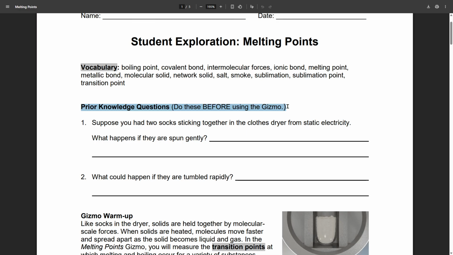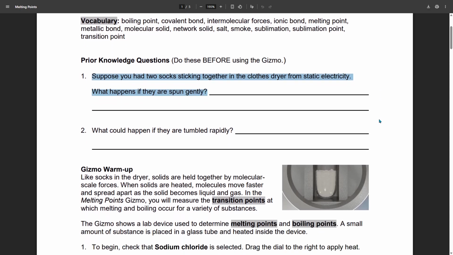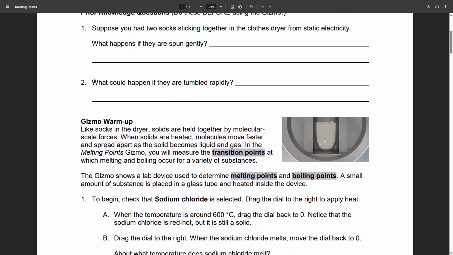Prior knowledge questions. Do these before the gizmo. Suppose you had two socks sticking together in a clothes dryer from static electricity. What happens if they are spun gently? Again, this question cannot be wrong as long as you're answering it. I'm just trying to find out what you already know about the topic. What could happen if they are tumbled rapidly? Again, just answer the question the best you can.